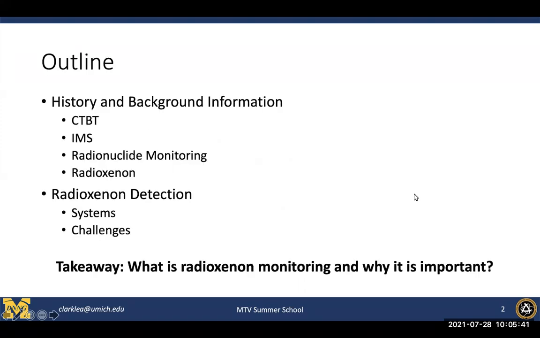So this is our agenda for the lecture today. We are going to start with some history and background information that will lead us into our discussion about radioxenon detection. This includes the history of the Comprehensive Nuclear Test Ban Treaty and the International Monitoring System, the IMS right here. We also are going to be talking about what radionuclide monitoring is, and then some background on radioxenon. We then are going to talk about radioxenon detection, and I have some examples of detection systems used to study this type of radioactive xenon. And then I'll also go over some current challenges that this type of research faces.